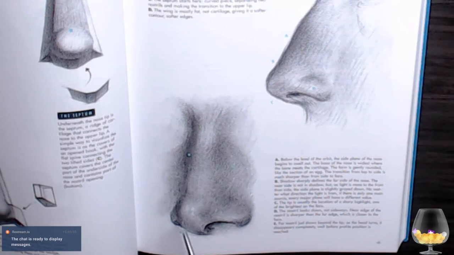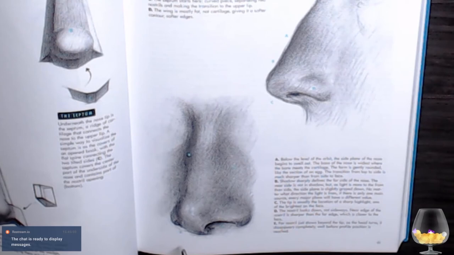C is this part. The tip is usually the location of a sharp highlight and one of the brightest on the face. D, the nostrils look down, not sideways. The near edge of the nostril is sharper than the far edge, which is closer to the face. So they're saying this edge is wider than this edge. Okay. E, the far nostril just shows beyond the tip. As the head turns, it disappears completely well before profile position is reached.